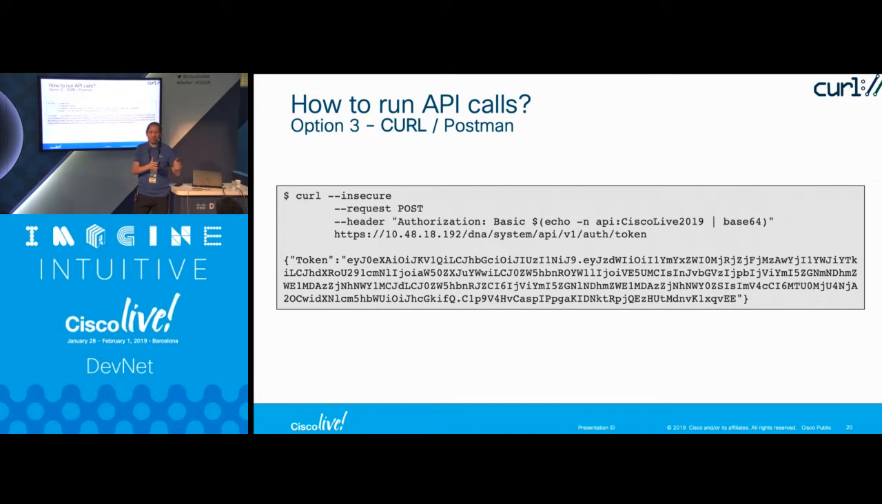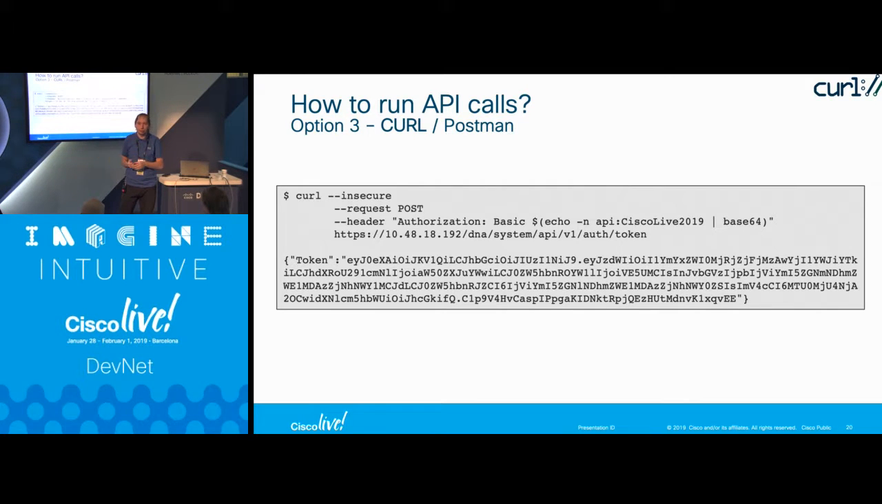If you move from this testing phase to more, I would say, proof of concept, and then to development, you can use curl to test it out. And here's an example. What I'm doing, I'm basically running the curl request. It's insecure because I'm not using certificates on my DNA Center. So I need to allow insecure HTTPS connectivity.